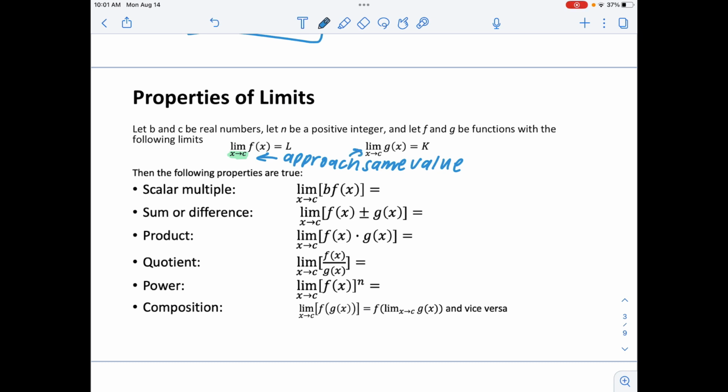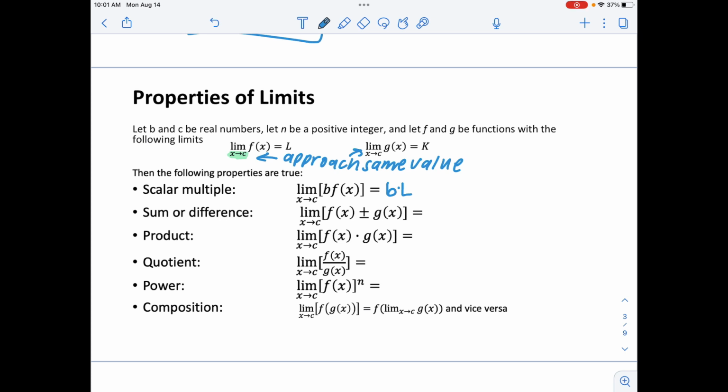So this first one is the scalar multiple rule. It says the limit as x approaches c of b times f of x is going to be b L. And you're just going to multiply those two. And b is just going to be some kind of finite number. It's not going to have any variables in it. It'll be like -10 or 2 or 3, something like that. And I'll show you more examples.